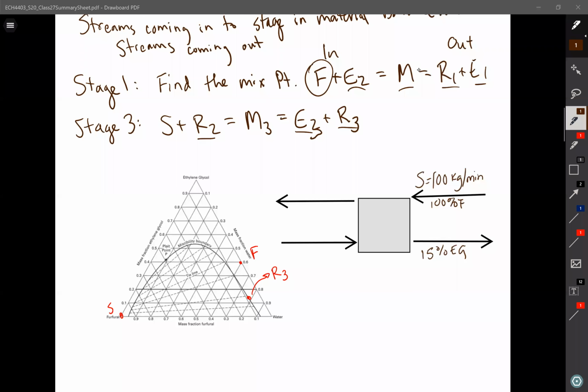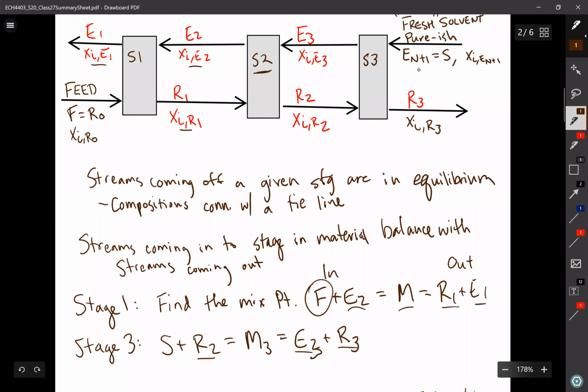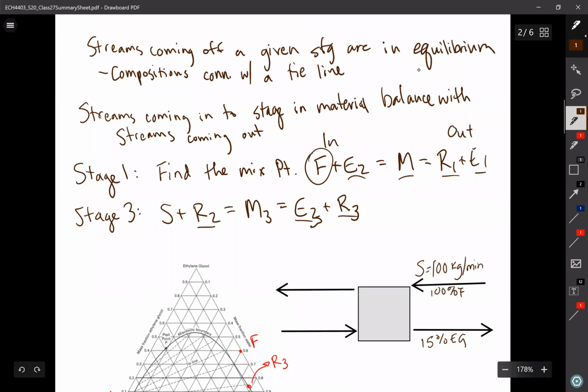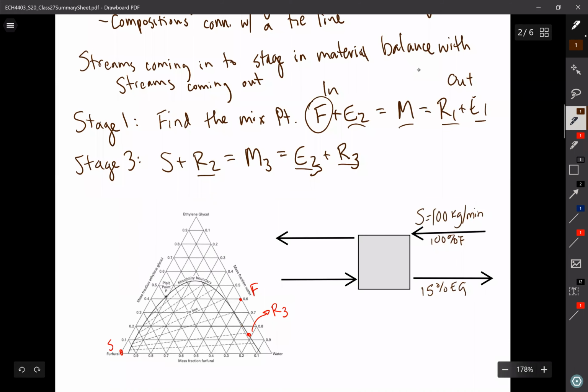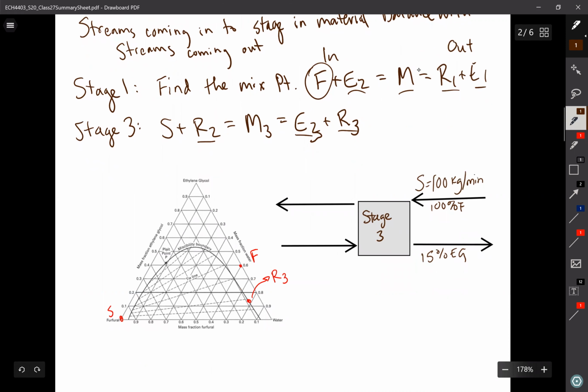So just for sake of argument, I put some values for the variables that I'm assuming are known here. So I remember I know what the flow rate of the solvent is, what the composition of the solvent is, and I have one specification for the third raffinate stream. So this is a balance on stage 3. So again, these numbers are strictly arbitrary, but if I said that my raffinate 3 stream had 15% ethylene glycol, I've plotted that on my ternary diagram.